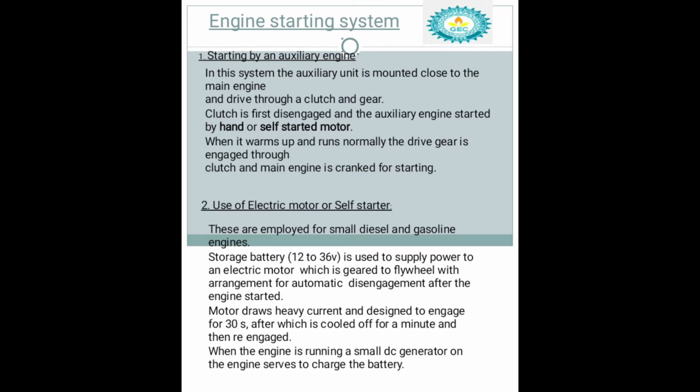In this self-starter motor, we have to supply power to the motor. The motor will be rotated. This motor is engaged to the flywheel, and the storage battery capacity is 12 to 36 volts. When the engine is running, a small DC generator on the engine serves to charge the battery.